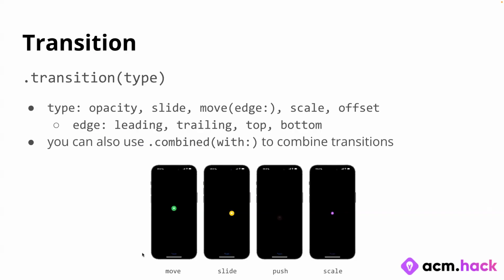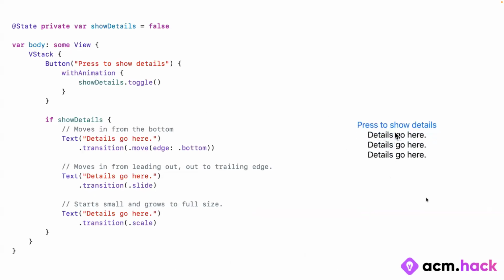Here's some examples of some of the transition types that I talked about. So we have move, slide, push, and scale over here. And then you can see that there are slightly different transitions. Here's an example for the transitions that we have here. So we have this button, press to show details, and then we have with animation, and we're toggling this show details state variable over here, which we set as false in the beginning.